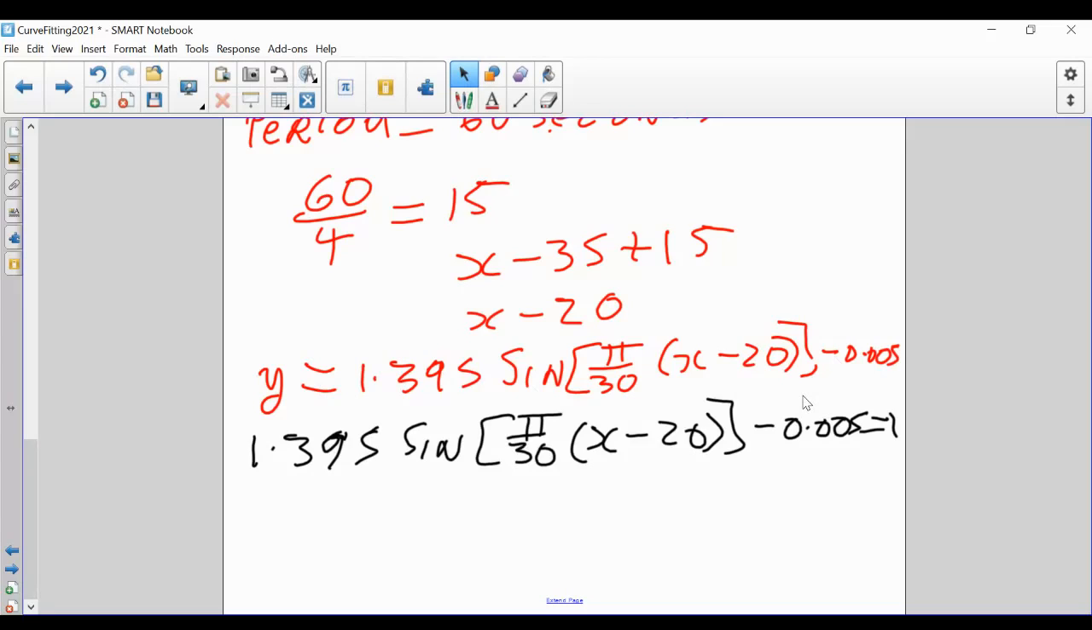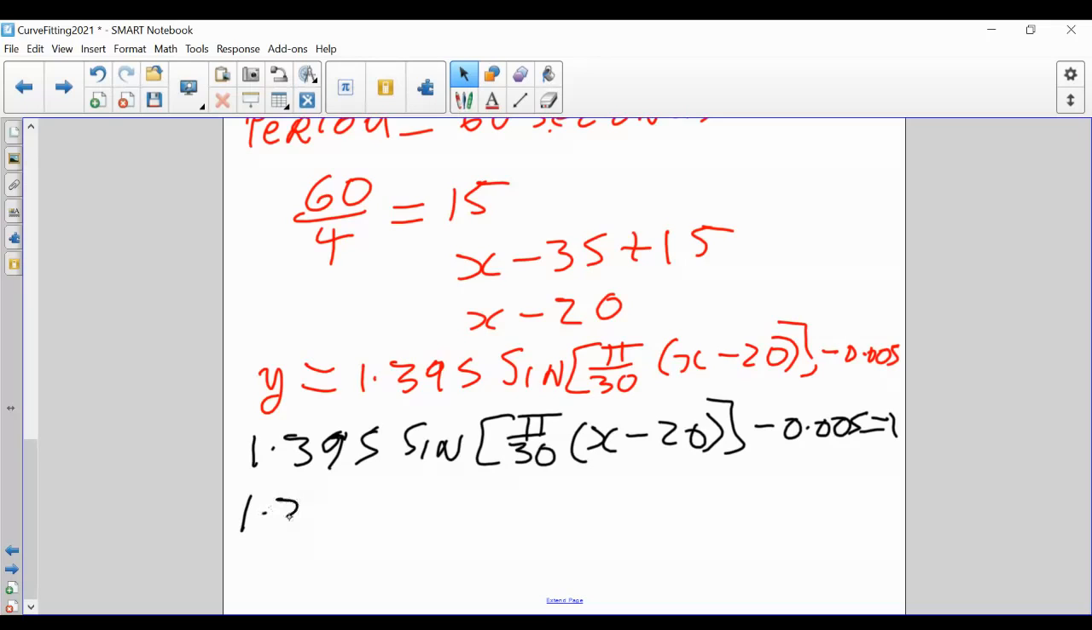All right, what does the question ask? Okay, good. So how do we figure this out? How do we solve for x? Well, we've done this kind of thing before. So walk me through the steps now, please, anybody. So 1.395 sine of pi over 30 x minus 20, minus 0.005 is equal to 1. What comes next if I'm trying to solve for x? I just thought it would be a good idea for us to finish this question and get the practice in solving this kind of equation.